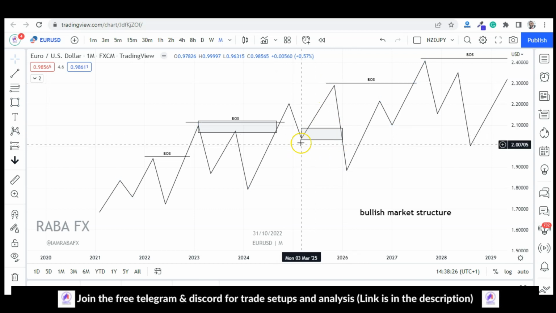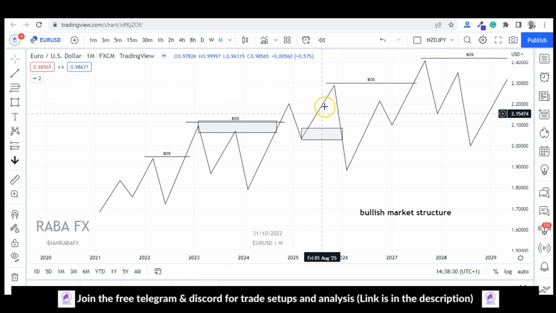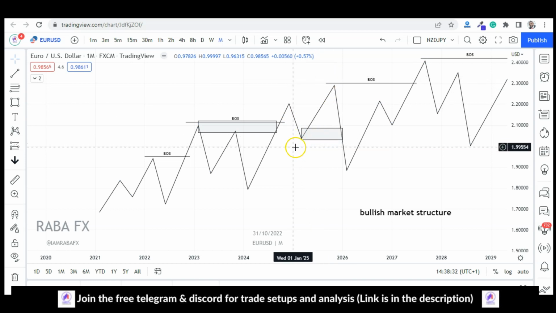Okay, because price is actually coming after this, and now most people will tell you this is a strong high, a strong low, just because it broke structure. No, it will be a target.